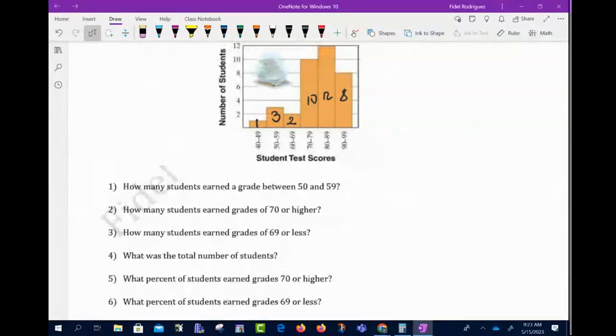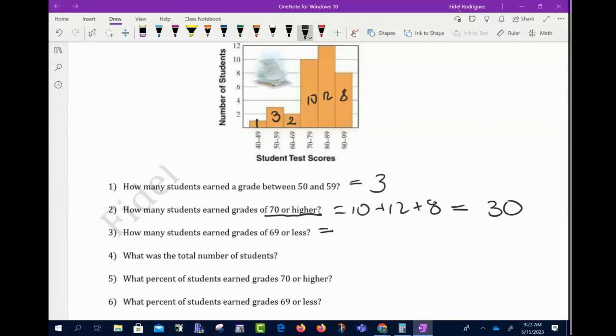How many students earned a grade between a 50 and a 59? We would say it was how many? 3. Look at this one, y'all. How many students earned grades 70 or higher? What numbers would I use? 10, 12, and 8, right? Because those are either 70 or higher. Is that not 30? Okay.